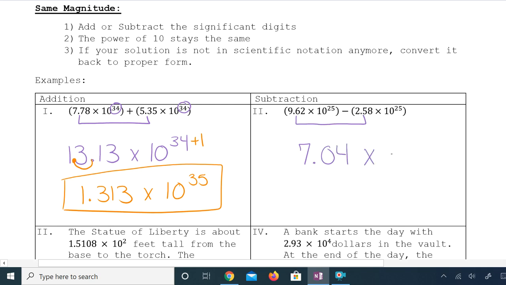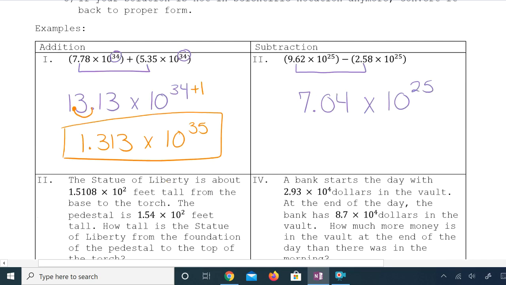Scientific notation always has the times 10, and since my magnitude was already the same, I'm going to keep it the same. And I can notice 7 is between 1 and 10, so I do not need to convert this any further. It's already in proper scientific notation.